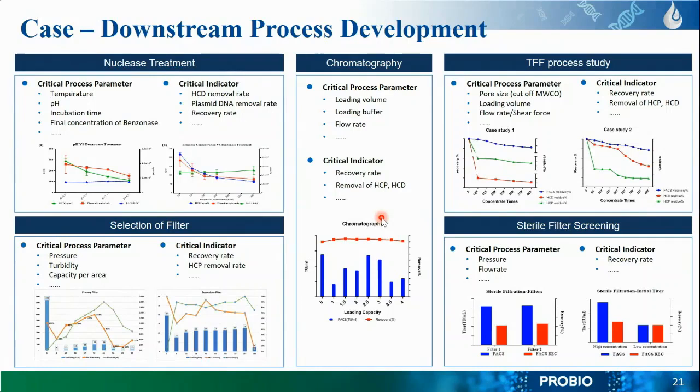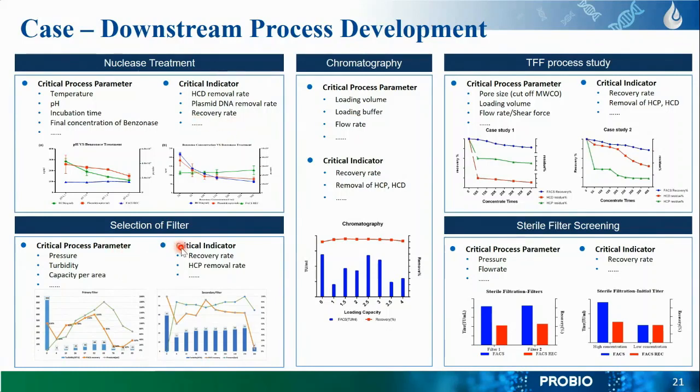The membrane filter is a key parameter in sterile filtration. When it comes to sterile filtration here, the losses are mostly in the sterile filtration. So the basic things which I have mentioned here are the temperature, when you're talking about nuclease treatment, the temperature, the pH, incubation time, final concentration of benzonase, the HCP removal rate, plasmid DNA removal rate, recovery rate.